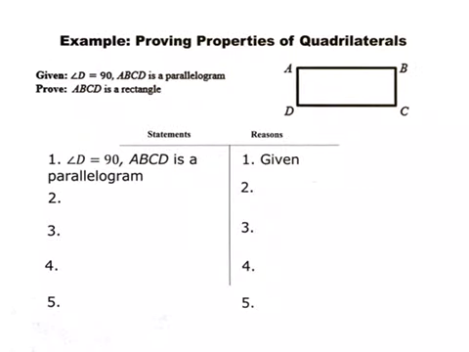Second proof, they're telling us that angle D is 90 and that ABCD is a parallelogram, and they've asked us to prove that ABCD is a rectangle. All right, so we start off every proof with the given, and the question is, where do we go from here?